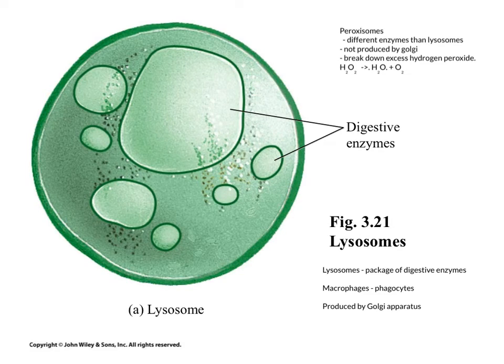All right, so it takes that hydrogen peroxide, H2O2, and breaks it down into water, H2O, and oxygen, O2. So it breaks it down into less harmful substances that are not going to kill that cell. So basically it can help to neutralize free radicals.